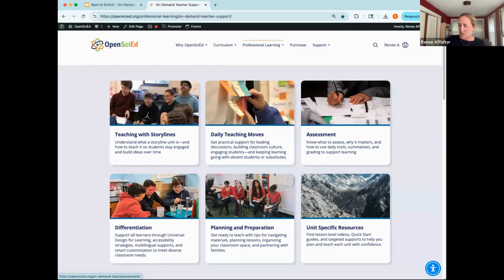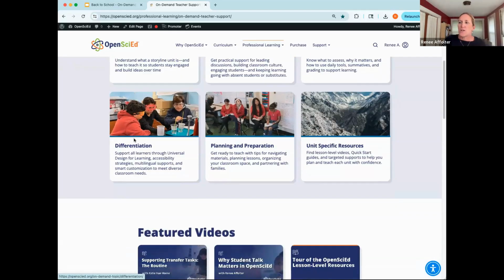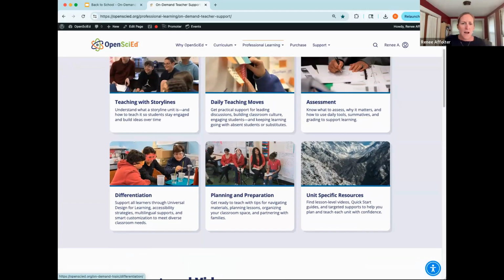Assessment, everyone's favorite topic, helps you understand what to assess, how to do it formatively and summatively, and how to support learning, not just grading. Then we have a section on differentiation. And you're going to find ways to support all learners. So using accessibility strategies and language supports and smart adaptations.